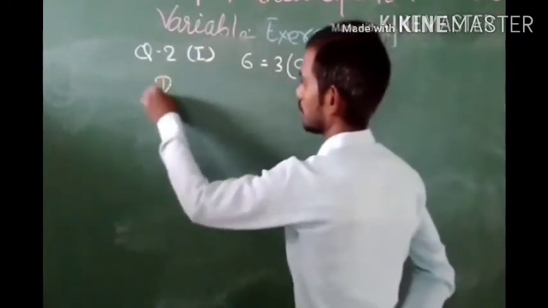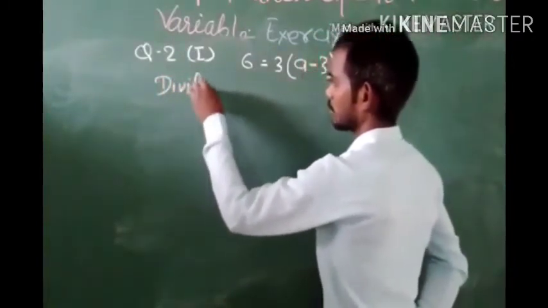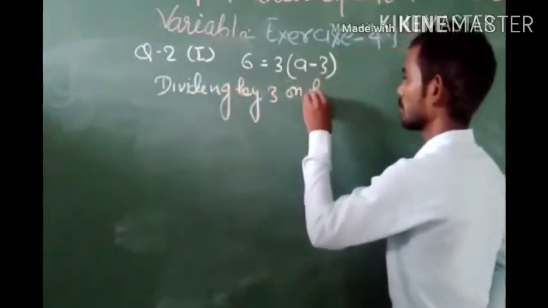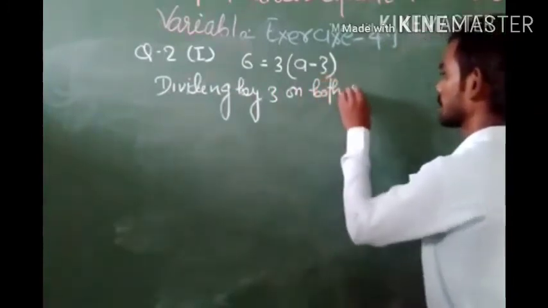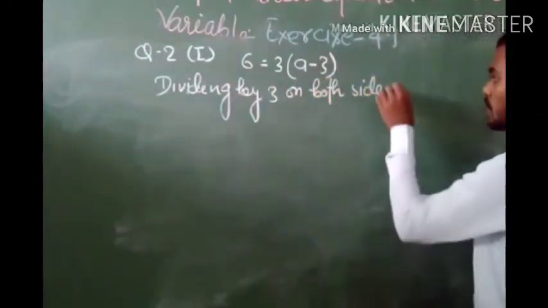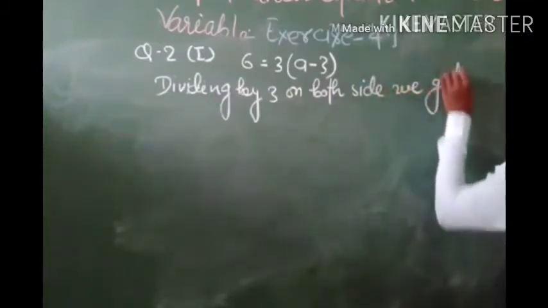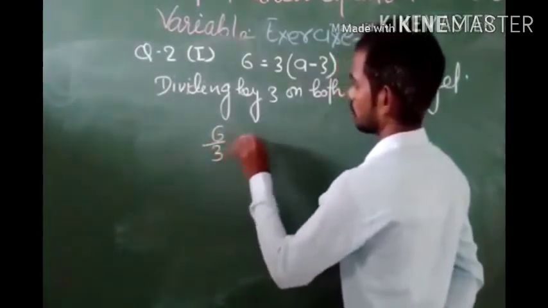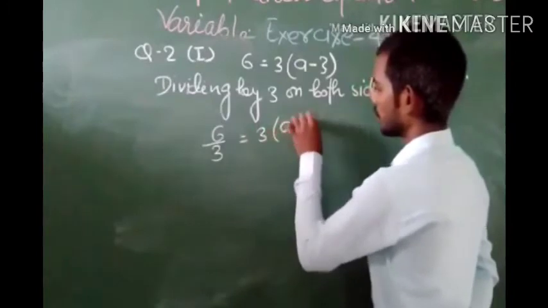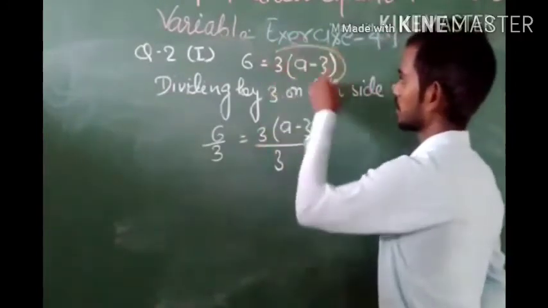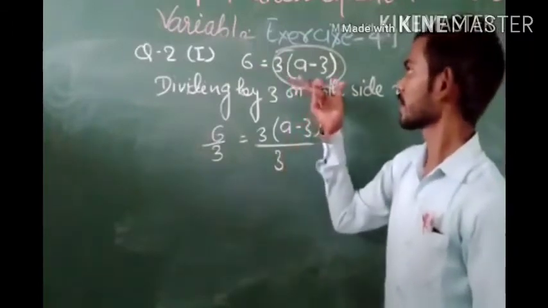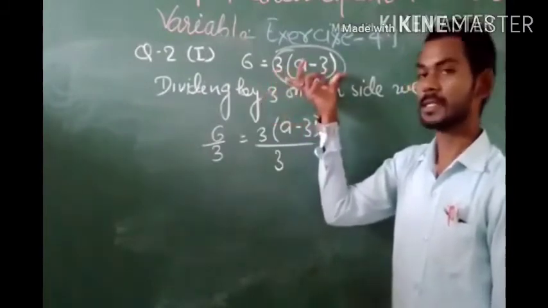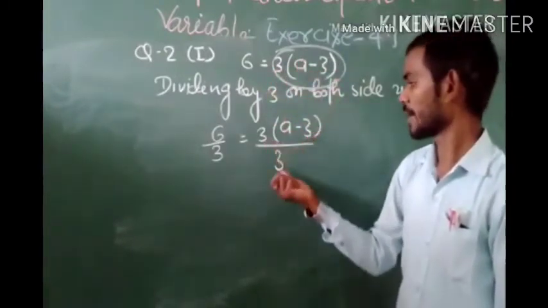So, right here, dividing by 3 on both sides, we get 6 upon 3 is equal to 3(a minus 3) upon 3. This is a single quantity, because (a minus 3) is multiplied by 3 as a whole. That is why this is a single quantity, so it becomes divided by 3 like this.